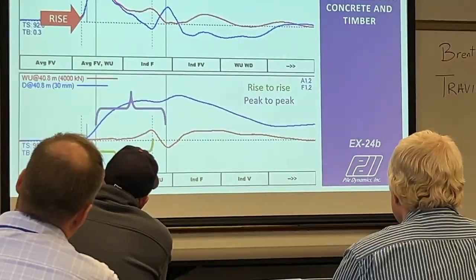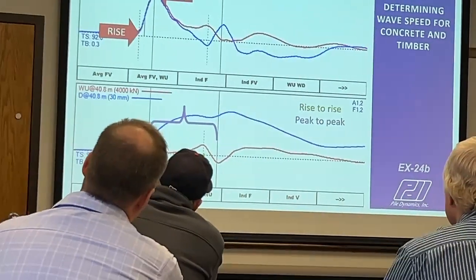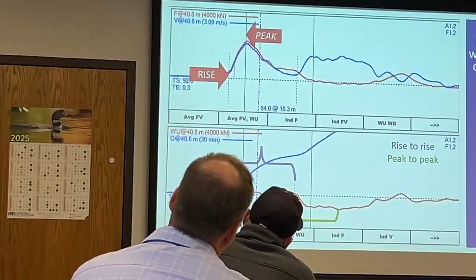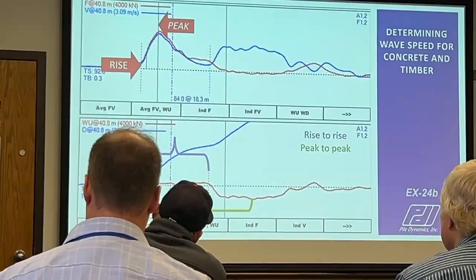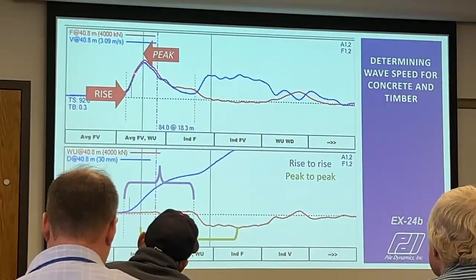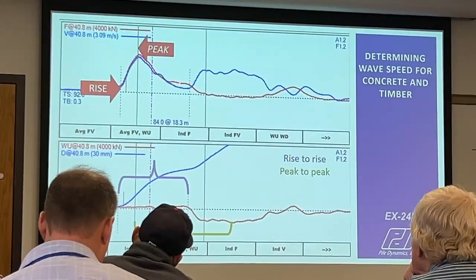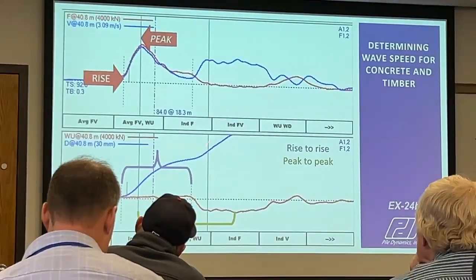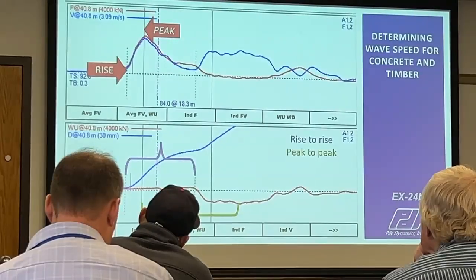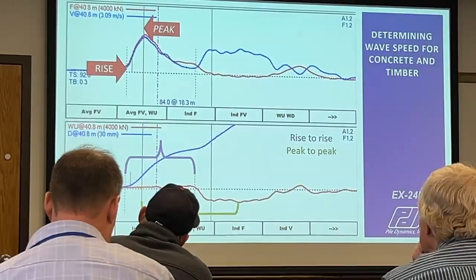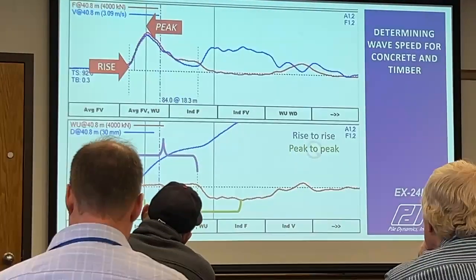For total damage scenarios where things are starting to become a lot worse, this is the same pile. This is the peak and the rise. We can see from the rise that the force is dropping, the velocity is increasing, and the wave up is dropping off. So rise to rise makes some sense.